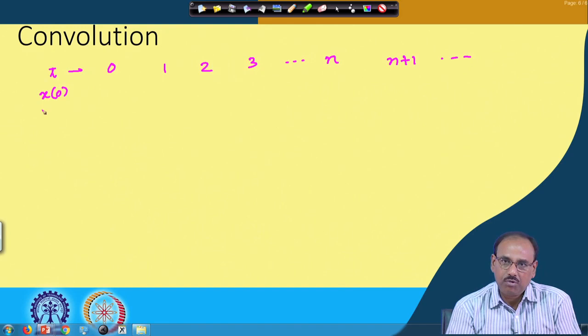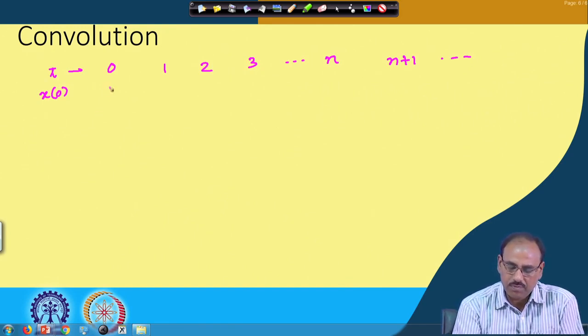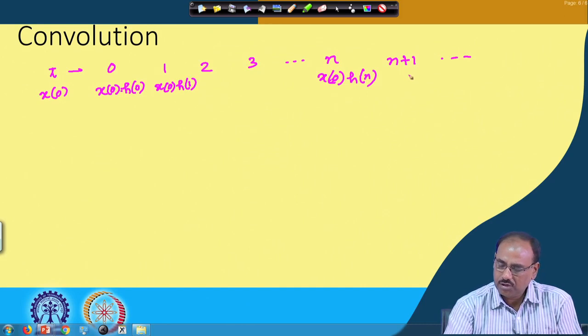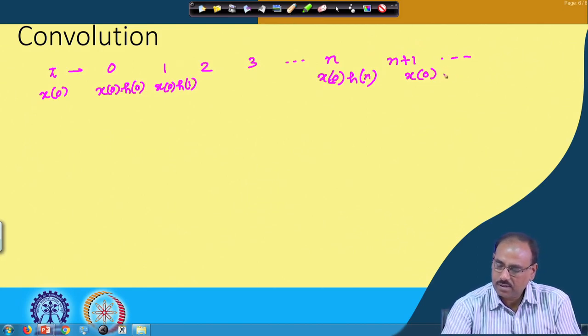So, when you are feeding an input sample x0 at time t equal to 0, the output will be given by x0 times h0. At t equal to 1, it will be x0 h1. Similarly, here it will be x0 hn, here it will be x0 h n plus 1, and so on.